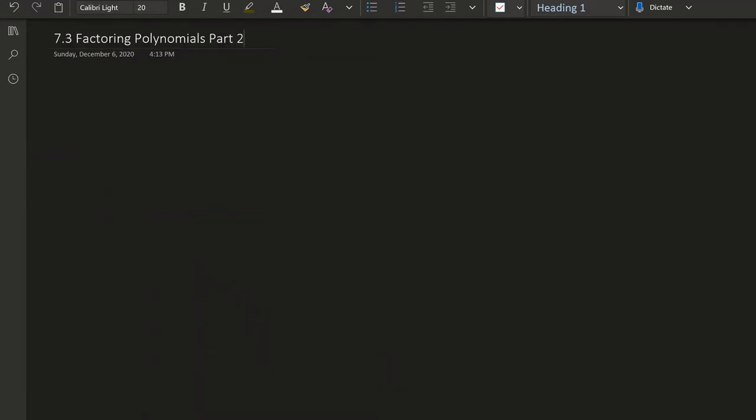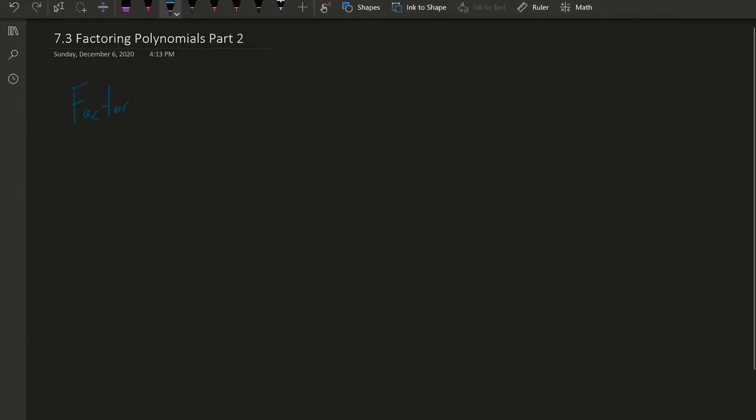Today we're going to do part 2 of factoring polynomials, which is entitled Factoring Special Polynomials. Now, in this case, I wouldn't exactly call them special, but there are a few situations that pop up that you should be prepared to deal with.